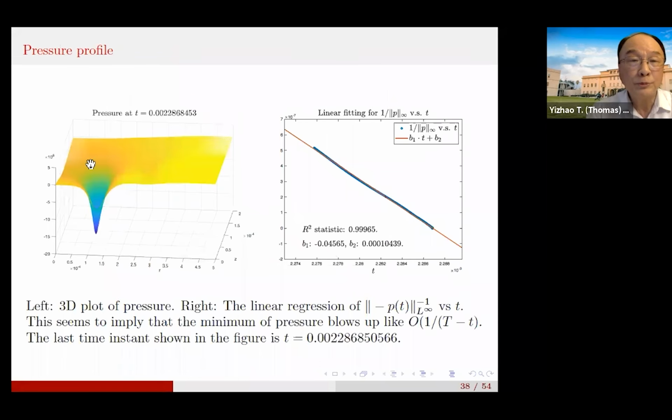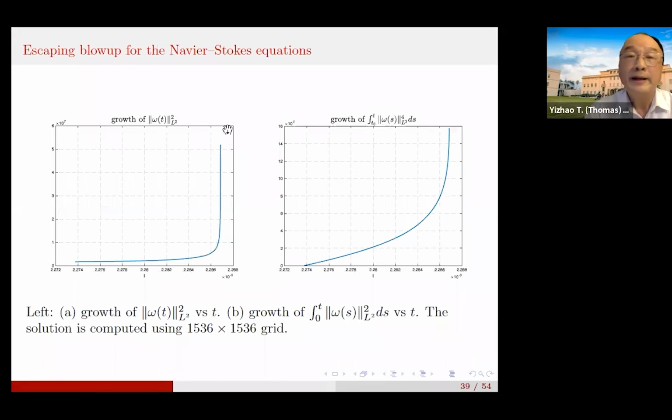And the pressure also goes to negative infinity. That's one of the criteria for the Navier-Stokes equation: if it blows up, the pressure has to blow up to negative infinity, right? You can see the maximum pressure inverse blows up like 1 over capital T minus T. And another quantity is the maximum vorticity L2 norm to the power 4. The L2 norm actually should be to the power 4. It's not integrable in time.